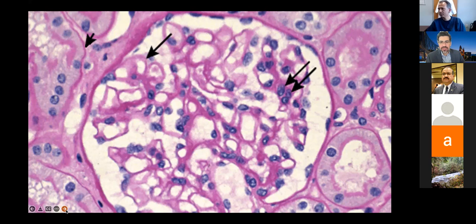Now we are seeing that light microscopy. So this is light microscopy. I just want to differentiate how you tell what happens when you have a post-streptococcus infection. So next slide.